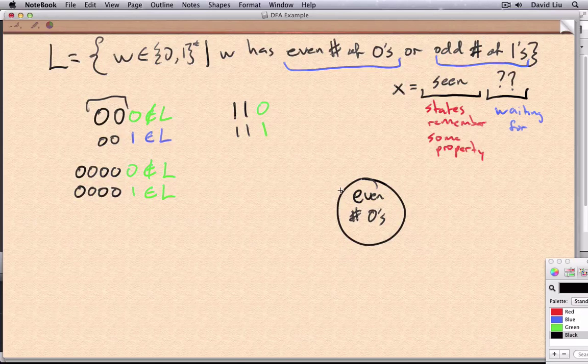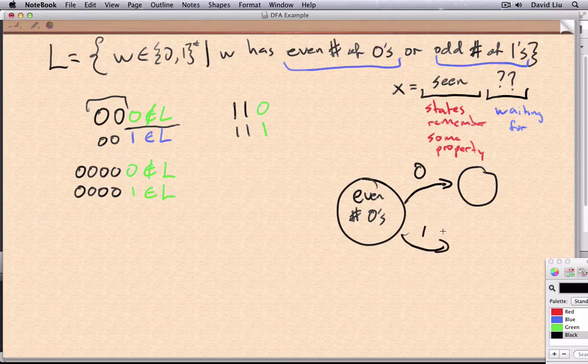And I could even try to fill in some transitions. So for example, over here on a 0, I reach a state that I know should not be accepting because of this. And on a 1, I should reach a state that is accepting because of this. But there are at least two problems with what I've drawn so far, and they're both quite important.